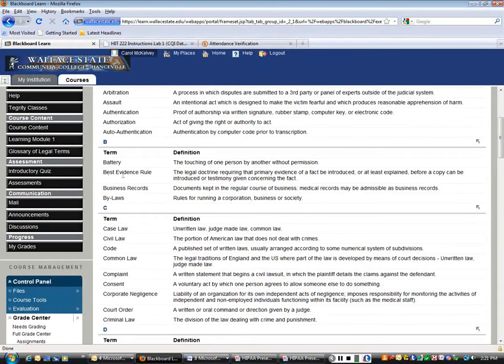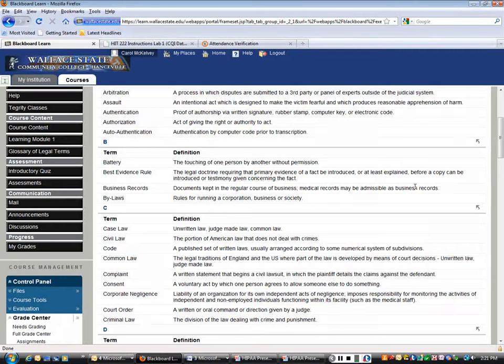The best evidence rule. It's the legal doctrine requiring that primary evidence of a fact be introduced or at least explained before a copy can be introduced or testimony given concerning the fact. For example, best evidence, if you have medical records or health records that are going to court, the best evidence would be the original medical record.